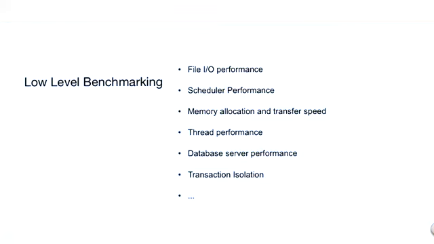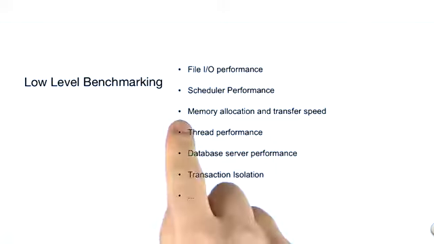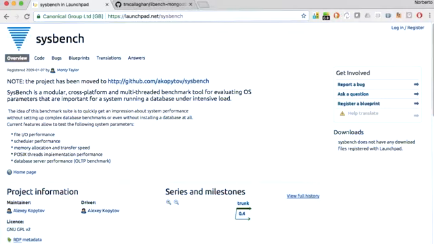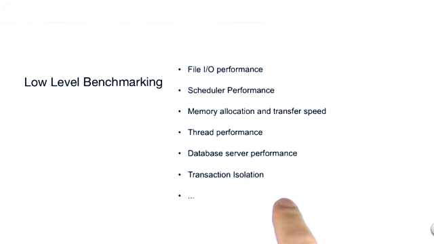We can perform low-level benchmarking. Now, what I mean by low-level benchmarking are benchmarks which are designed to look into file I/O performance or scheduler performance or even memory allocation and transfer speeds. There are benchmarks that look into thread performance, database server performance, transaction isolation, and multiple other parameters. Tools like Sysbench or even IIbench are good tools that allow you to go very deep into the low-level kind of testing.